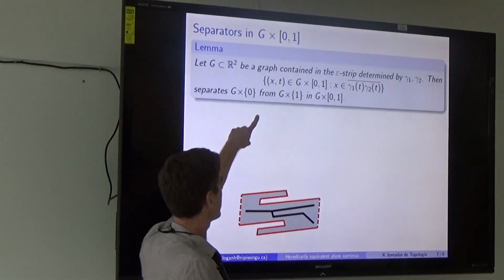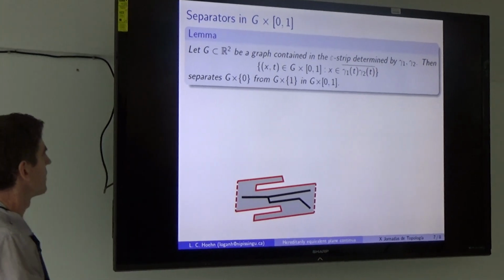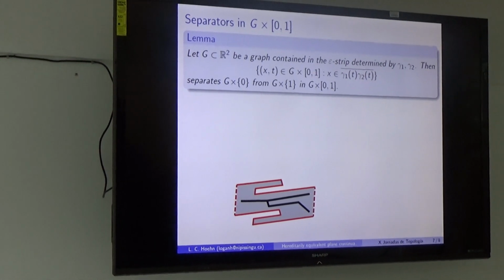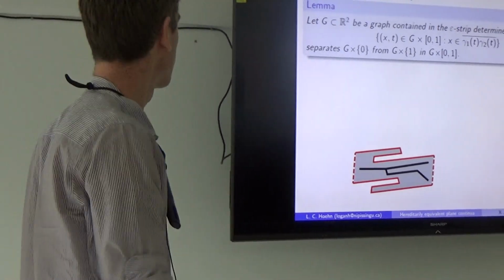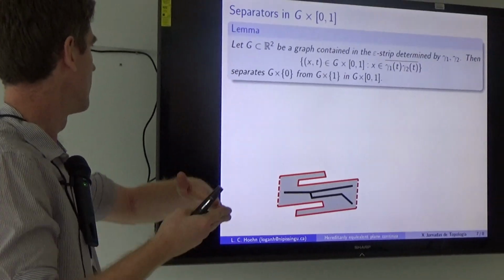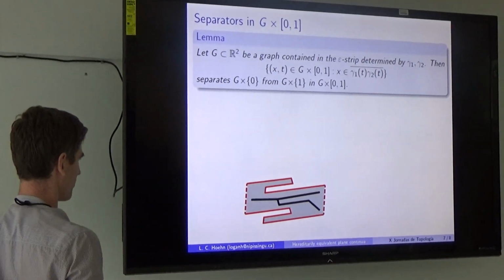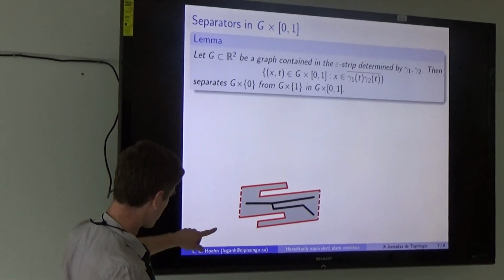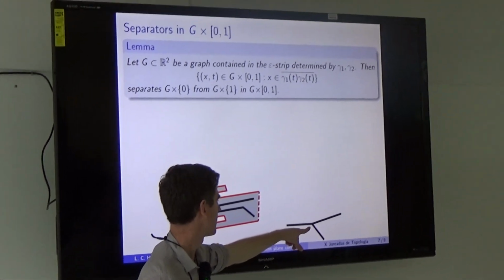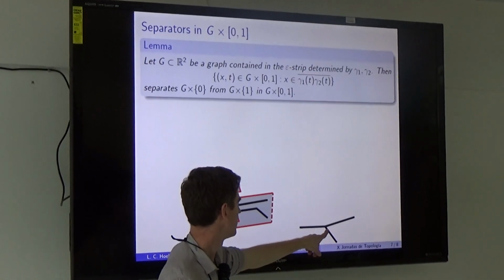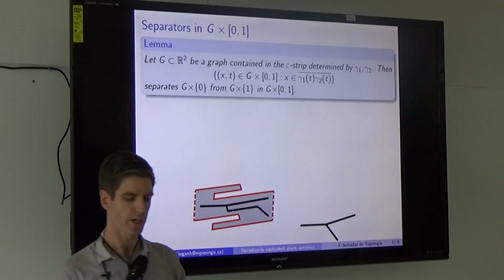Then if you look at the set of pairs of x from the graph and t from the interval [0,1], the domain of those paths, if you look at the set of all pairs where x belongs to the segment gamma 1 of t, gamma 2 of t, that set will separate G cross 0 from G cross 1. So let me try to explain what this means in a picture. So let's take a copy of this G, and I'll draw it over here. So this symbol, triad, is homeomorphic to that one. Let's say that this leg corresponds to that one, and then these two correspond to those other two there.